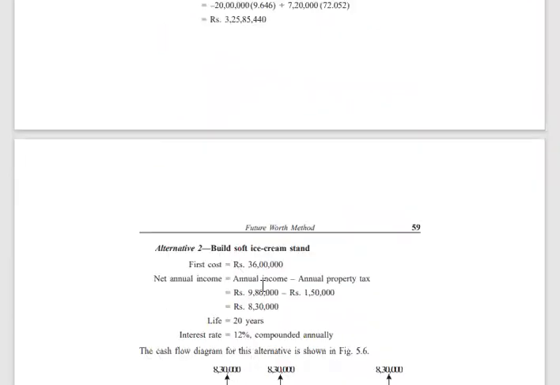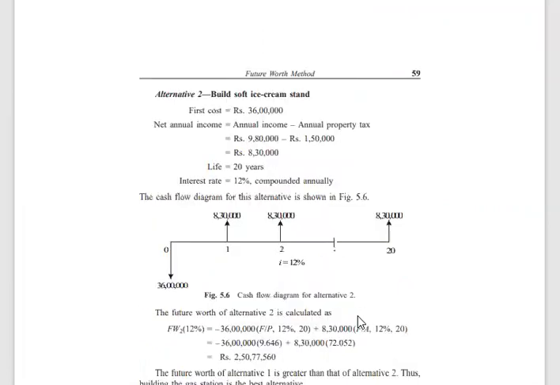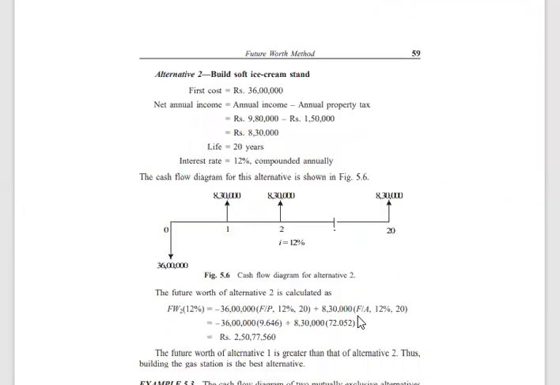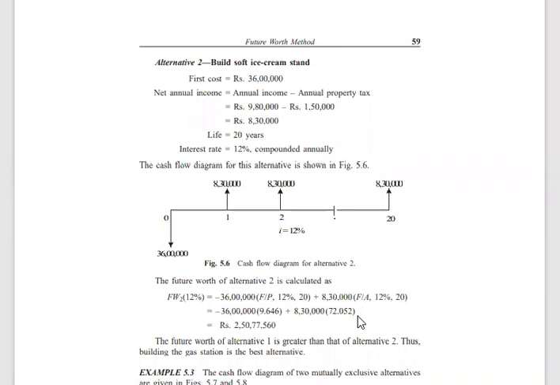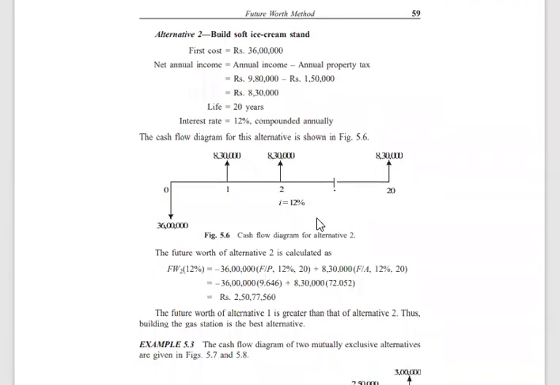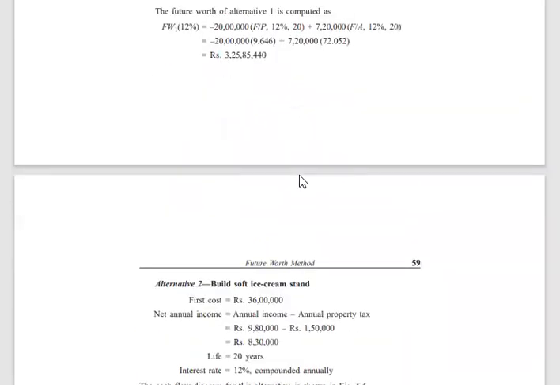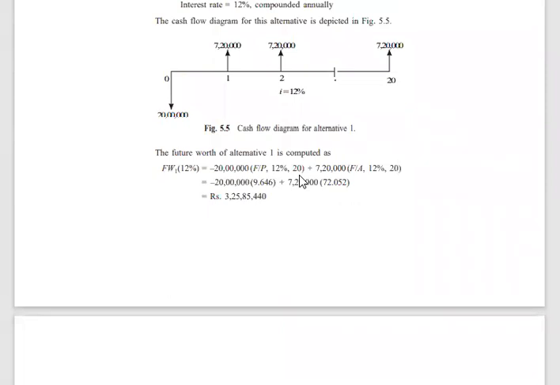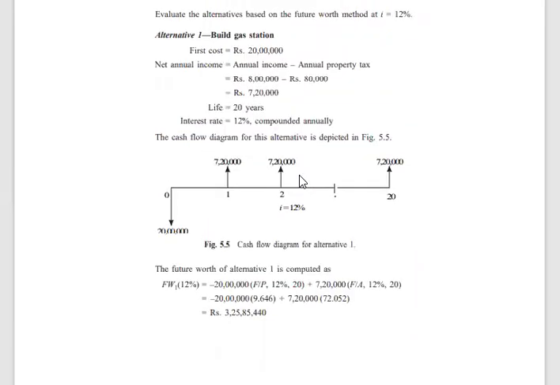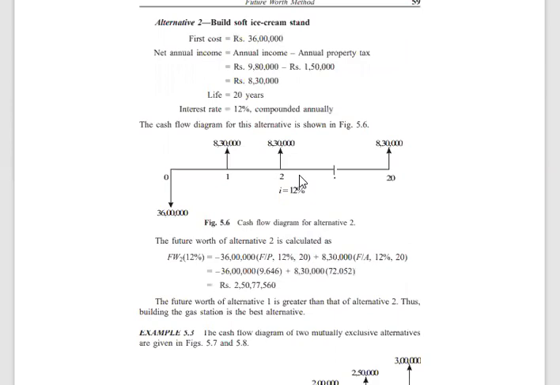Similarly, you have to do it for alternative 2, right? So you have to check whichever is greater, and you have to adopt that. So ultimately, alternative 1 is higher than alternative 2.